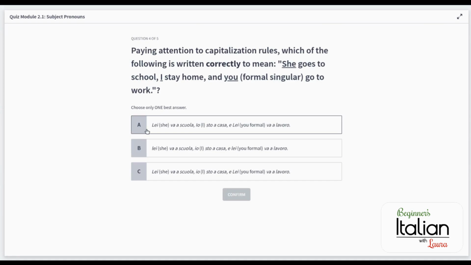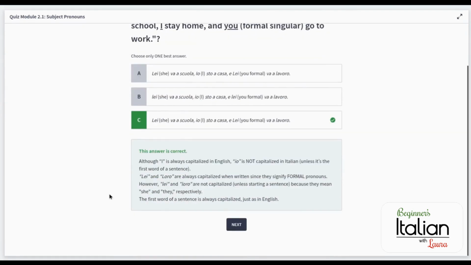Okay, in letter A, the first lei is capitalized, io is capitalized, and the second lei is also capitalized. B, none of the subject pronouns are capitalized. And in letter C, the first lei is capitalized, io is not, and the second lei is capitalized. Okay, so letter C is the correct answer, with the first lei being capitalized, the io is not, and the second lei is capitalized because it means "you," formal.